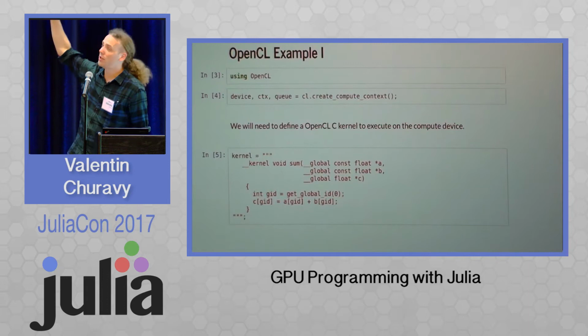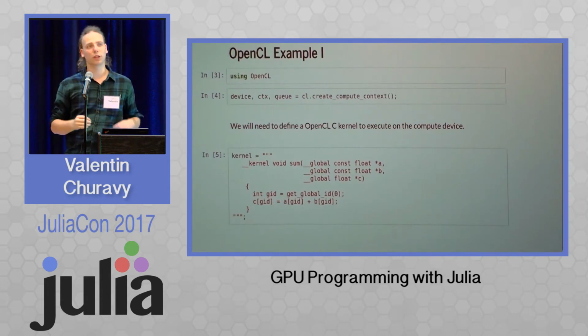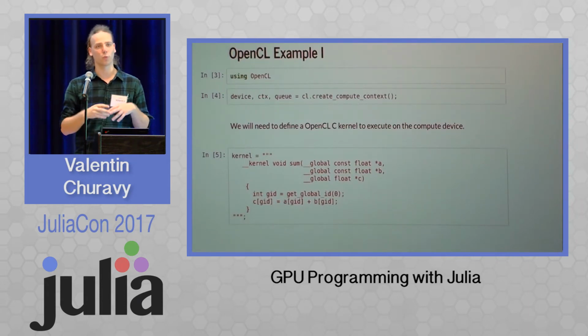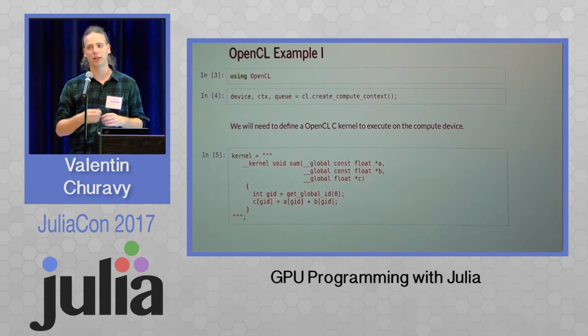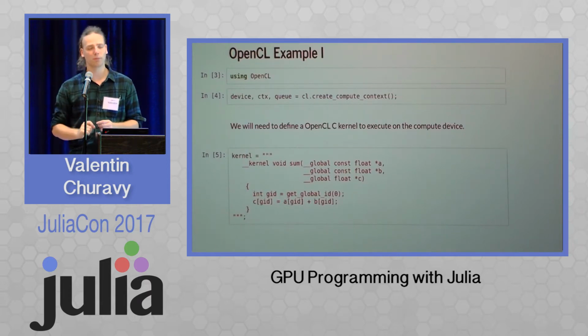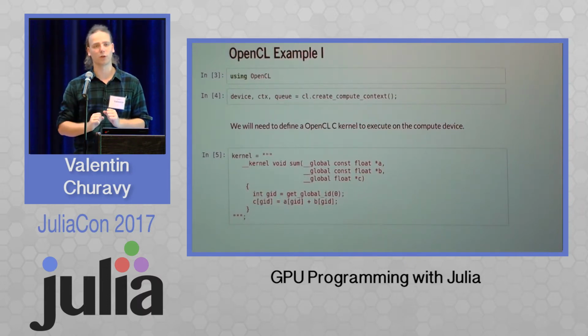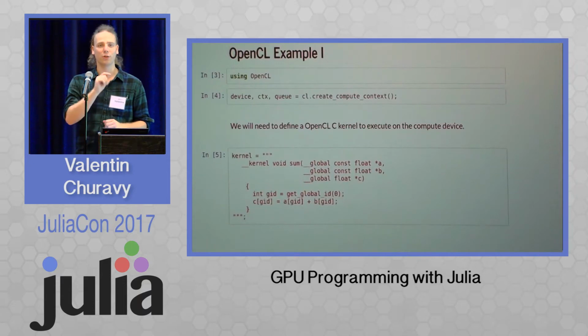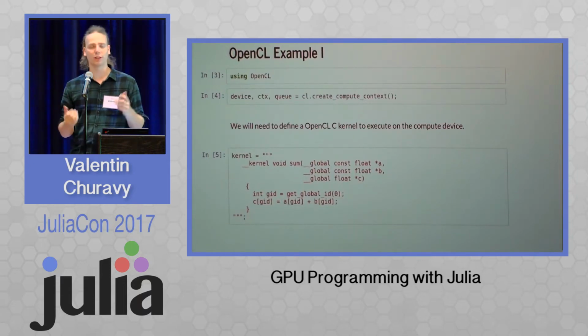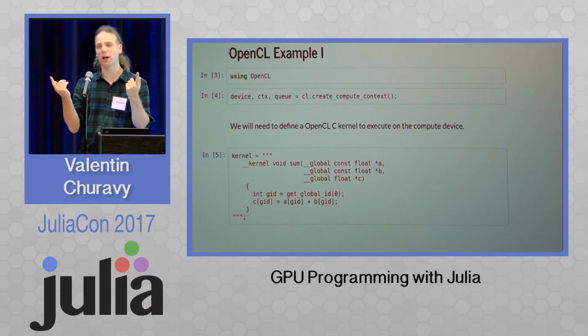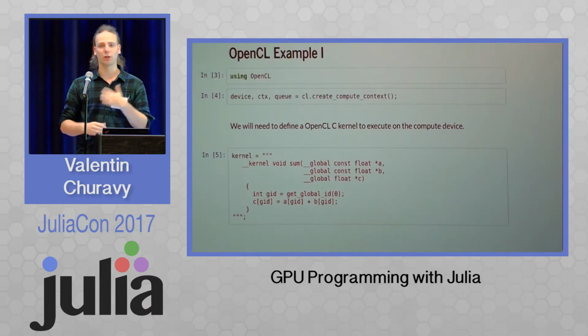And then we need to get an ID which references our current work element that this one core on the GPU will work on. So the code has a perspective of that single core, and you will need to reason based on those IDs. And then we just do our simple operation. In this case, we just want to add 2 vectors and store the output in another one.